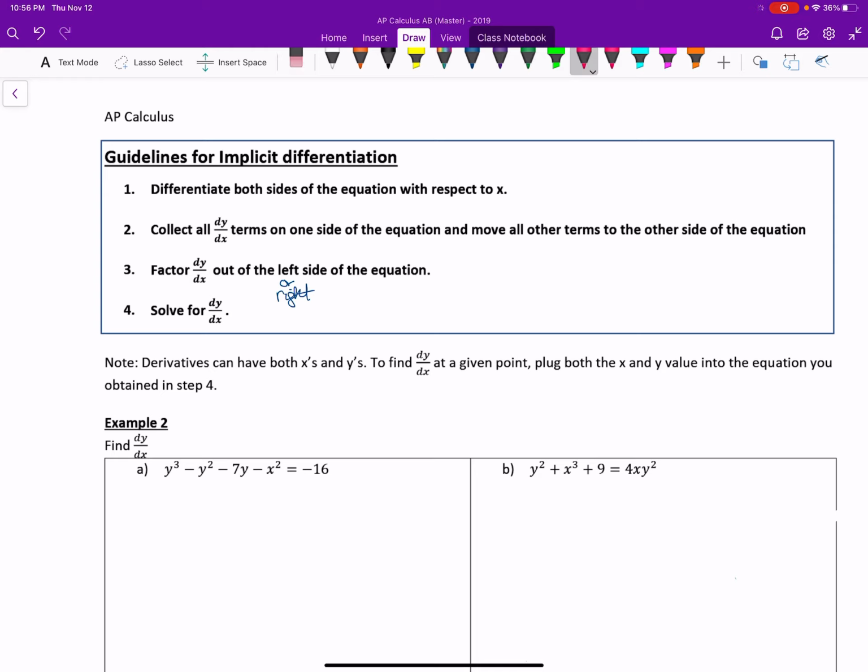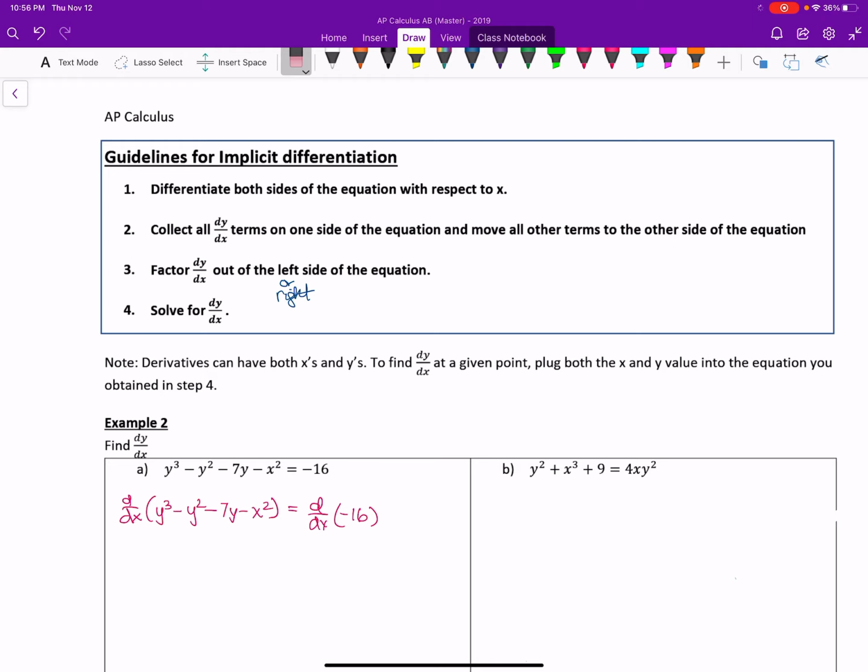So number one, first you have to show that you're taking the derivative with respect to x on both sides. So you need to write d dx of y cubed minus y squared minus 7y minus x squared is equal to d dx of negative 16. Listen, it is an operation just like sine of x is an operation. So please do not write this on this side. That would be completely wrong. It has to be in the front. You can't shortcut this. You're going to have to write it as a separate step.